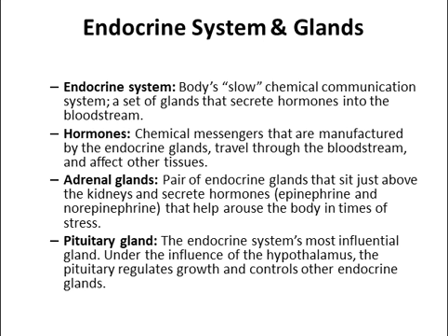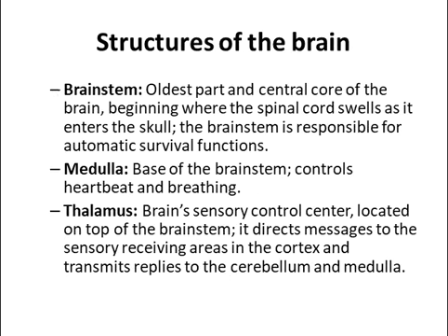The adrenal glands are a pair of endocrine glands that sit just above the kidneys and secrete the hormones epinephrine and norepinephrine. We have the pituitary gland, the endocrine system's most influential gland, under the influence of the hypothalamus. The pituitary regulates growth and controls other endocrine glands. It's sort of like the master gland.